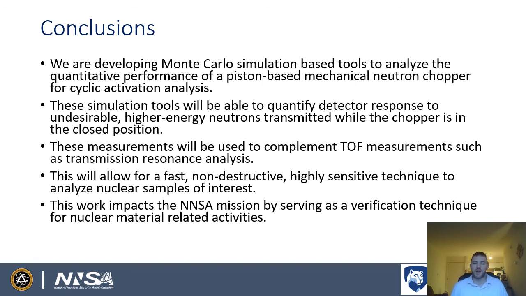This work does impact the NNSA mission by serving as a verification technique for nuclear material related activities.